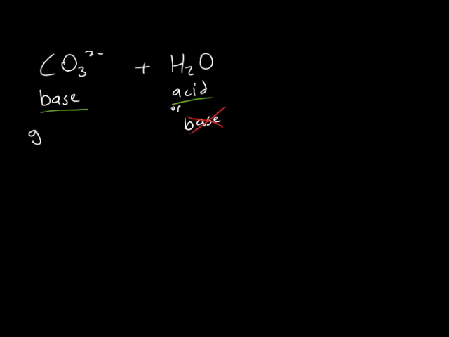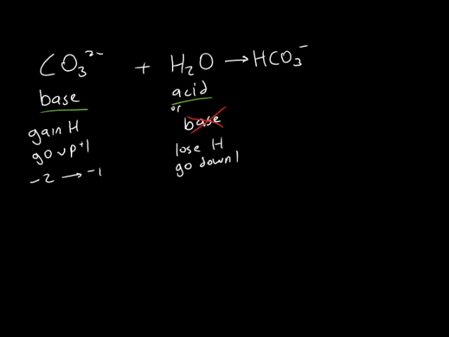Now, the base will gain hydrogen and go up 1 in charge. This base starts at -2. If you go up by 1 step, you will become -1, and therefore our new compound is HCO3 1-, putting a negative sign to symbolize 1-. Since water is the acid, it will lose H and go down in charge. Since water started out as neutral, that's a charge of 0. If we go down by 1 step, we'll end up at -1, and therefore our other product will be O with 1 H and a negative charge.